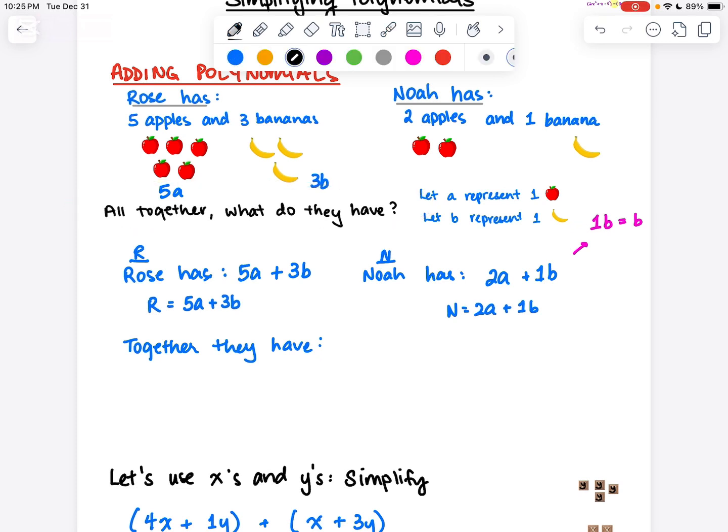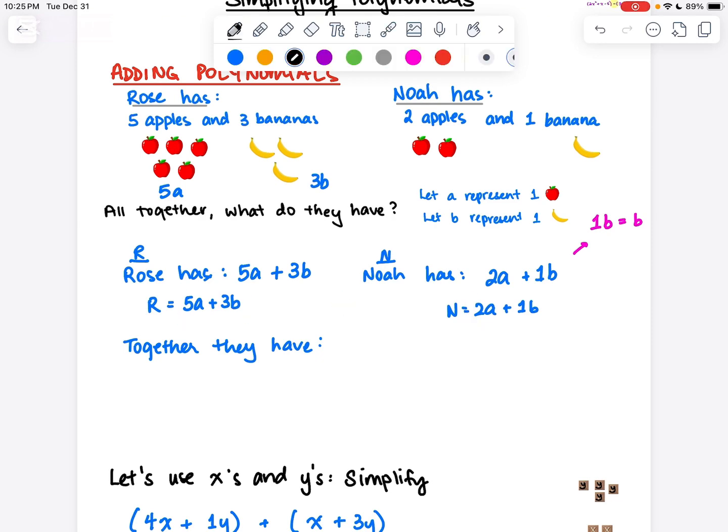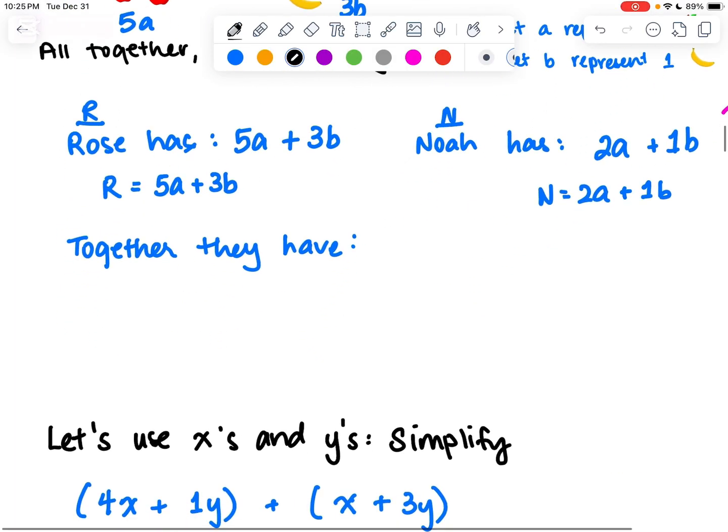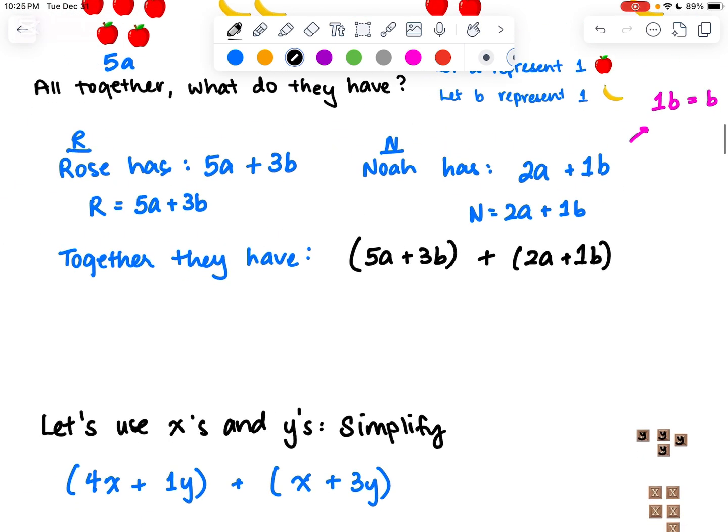So if I want to combine them, now I'm in a situation where I'm adding these two things. In other words, I'm going to take what Rose has in her basket, and I'm going to add it to what Noah has in his basket. So it's going to look like this. Here's what Rose has in her grocery basket, and then I'm going to add what Noah has in his grocery basket. Now that's not as simplified as it can go.